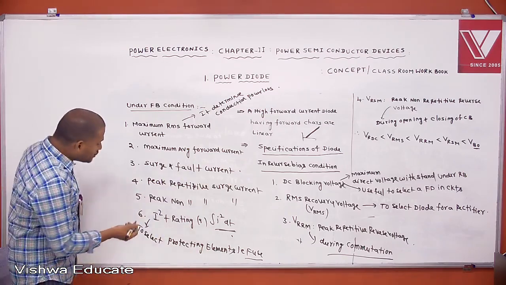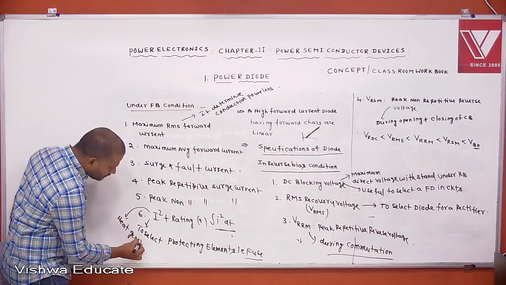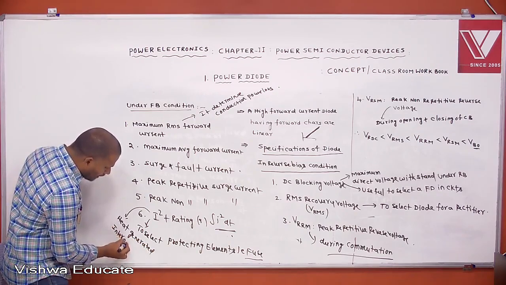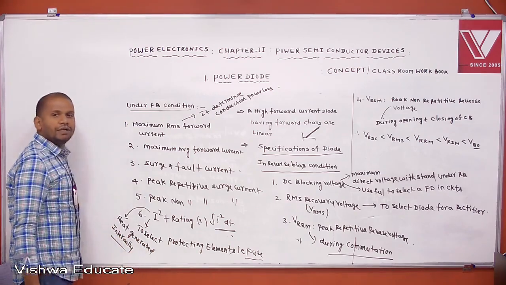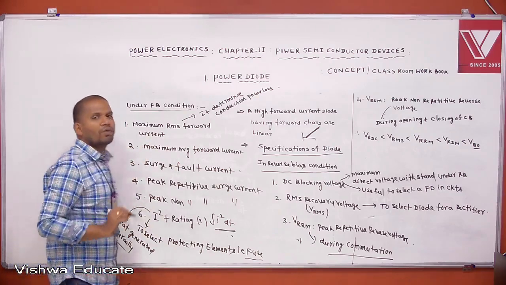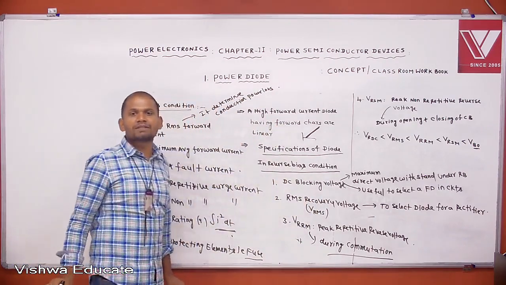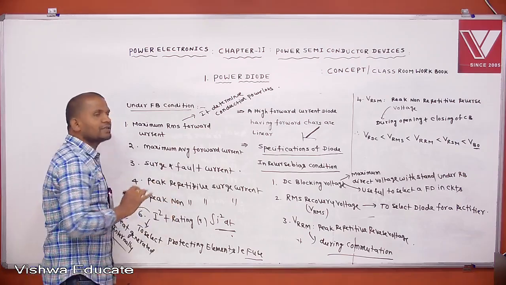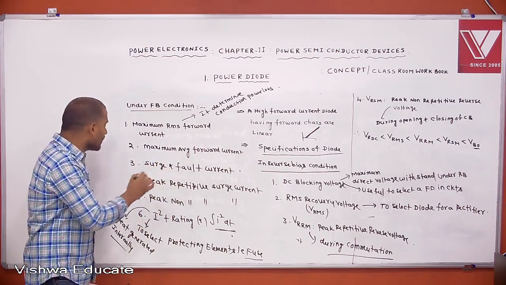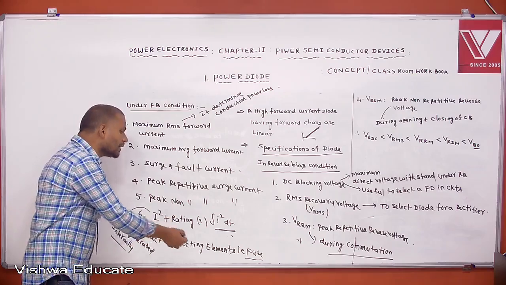It also gives the heat generated internally. This gives the data regarding heat generated internally. These are the specifications under forward bias conditions. These are the voltage specifications under reverse bias condition. This is the current specifications under forward bias condition. This is the maximum average forward current, surge and fault current rating, peak repetitive surge current, peak non-repetitive surge current, I square T rating, protecting elements.